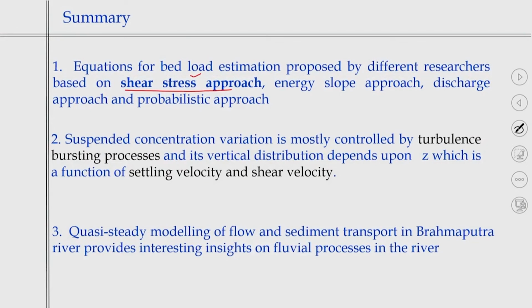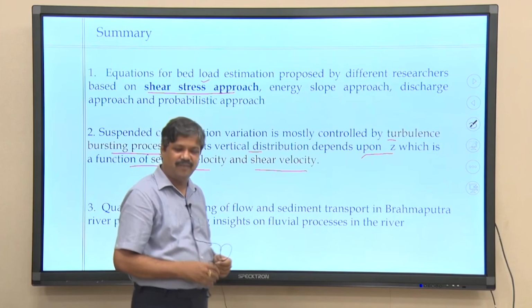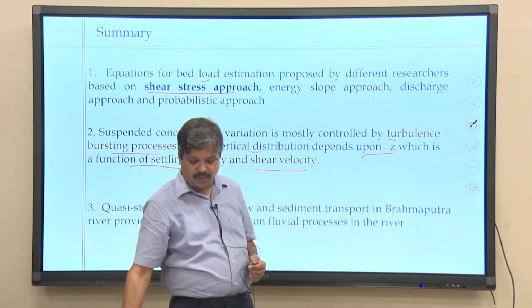For suspended sediment concentrations, in these lectures we have been talking about turbulence, the mixing process, and the vertical distributions, which also depend on the Rouse number, a function of settling velocity and shear velocity. We also gave a very interesting example of conducting HEC-RAS models, quasi-unsteady flood sediment, to show how fluvial processes happen. With this I wish to conclude these lectures on sediment transport in rivers.